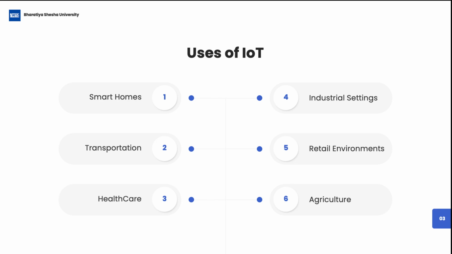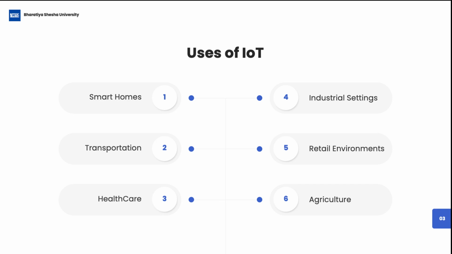Now let's move to the uses of IoT. If we talk about some real-life examples and real-time uses of IoT, IoT devices are used in smart homes. Home automation devices like light control, thermostats, appliances and security systems also use IoT devices. Since IoT devices are energy efficient, monitoring energy consumption, identifying areas of improvement, and optimizing energy use is done with IoT devices.